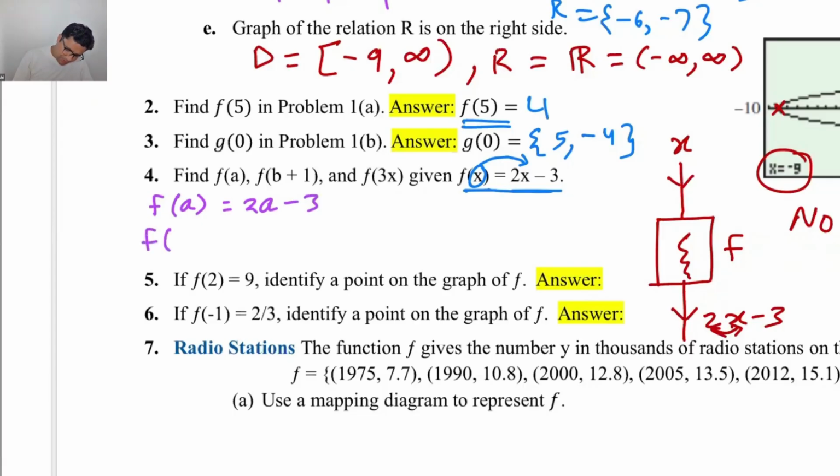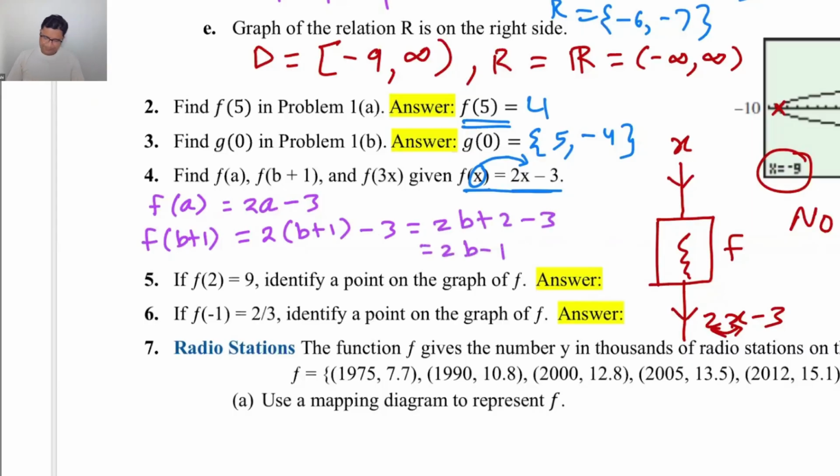If your input is b plus 1, understand here, the b plus 1 itself is your input. So you multiply that b plus 1 by 2, 2 times b plus 1. Now use parentheses, right? The b plus 1 itself has to be multiplied by 2 and then subtract 3. And after that, you can simplify. That will be 2b plus 2 minus 3. So 2b minus 1. Okay.